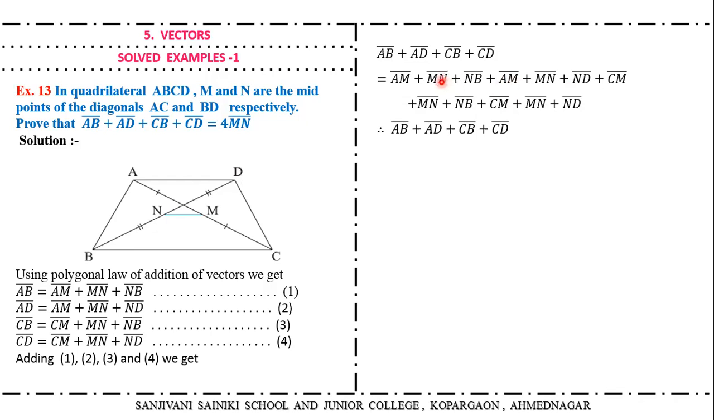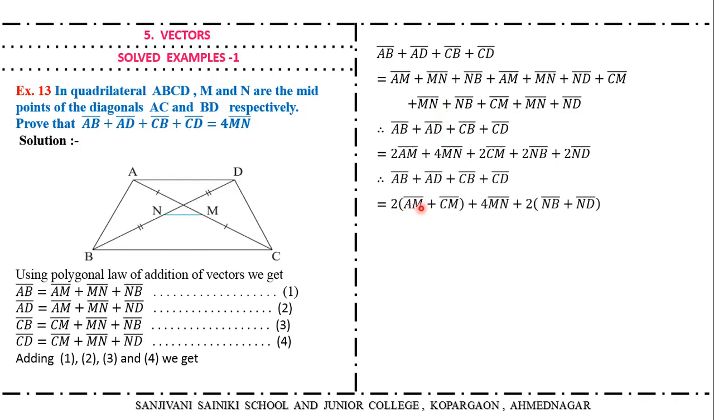Okay, MN bar, MN bar, MN bar, MN bar is 4 MN bar. NB bar, NB bar, ND bar, ND bar, CM bar, CM bar. So collecting the like terms together, we get twice AM plus CM plus 4 MN bar plus 2NB plus ND.